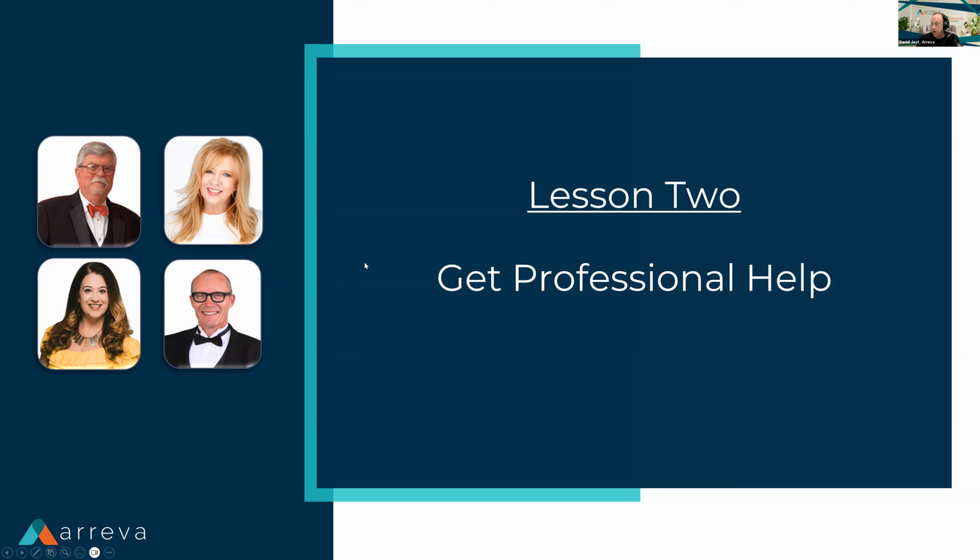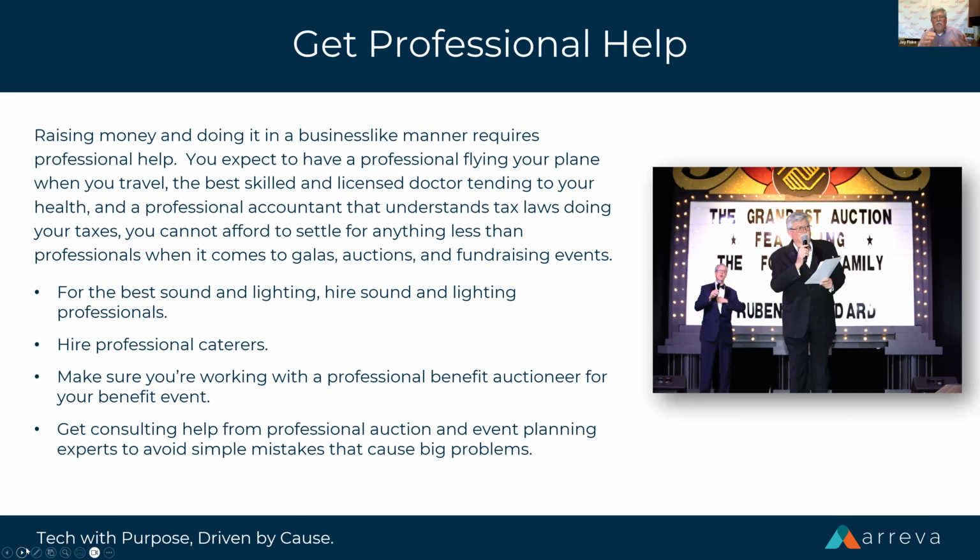Right? So that's great. So here we are on lesson 2, and this is get professional help. I'm sorry, I chuckle when I look at that. So let's see what this is really all about. Yeah, when we say get professional help, we don't mean that you need professional help because you agreed to be the auction chair. Okay, that's not what we're saying.